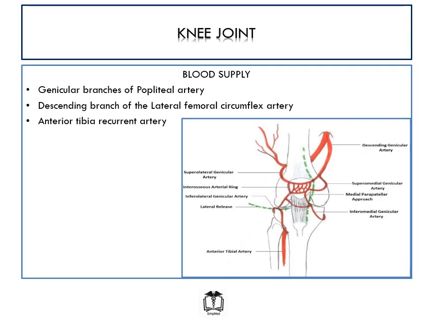What's the blood supply to the knee joint? The knee joint is supplied by a number of different vessels. This includes what we call genicular branches coming from the popliteal artery. We also have descending branches coming from the lateral femoral circumflex artery, and then we have the anterior tibial recurrent artery giving off branches supplying the knee joint. And you can see a picture of each of these anastomosing together to give a rich supply of blood to the knee.